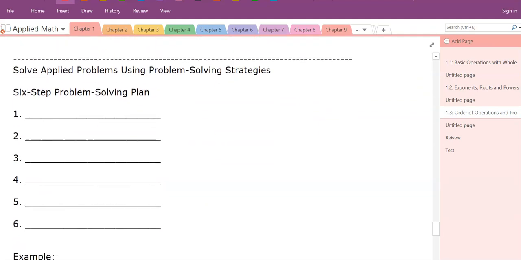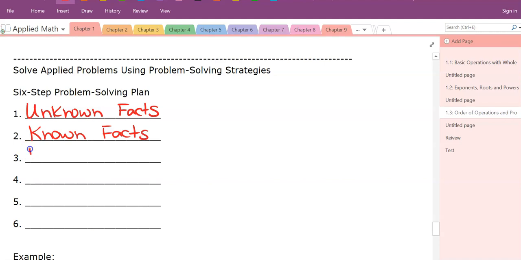When you're trying to solve a story problem or a word problem of any type, there is a basic 6-step problem-solving plan that you should try to follow in order to help guide your way through the problem. The first thing that you want to do is figure out what are the unknown facts. So this would be what you don't know about the problem or what they're asking you to find. Step 2 would be to identify the known facts. So what do you know about the problem? What information are they providing you to help you solve it?